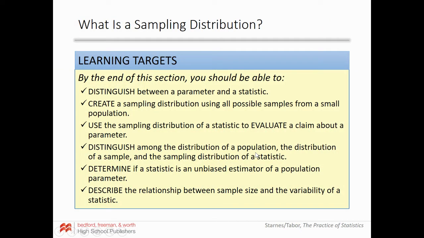In the learning targets, by the end of this section you should be able to distinguish between a parameter and a statistic, create a sampling distribution using all possible samples from a small population, use the sampling distribution of a statistic to evaluate a claim about the parameter, distinguish among the distribution of a population, the distribution of a sample, and the sampling distribution of a statistic, determine if a statistic is an unbiased estimator of a population parameter, and describe the relationship between the sample size and the variability of a statistic.